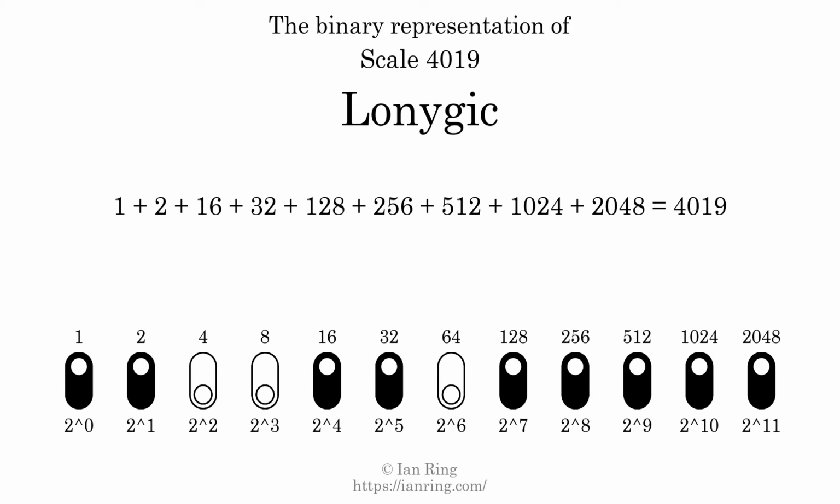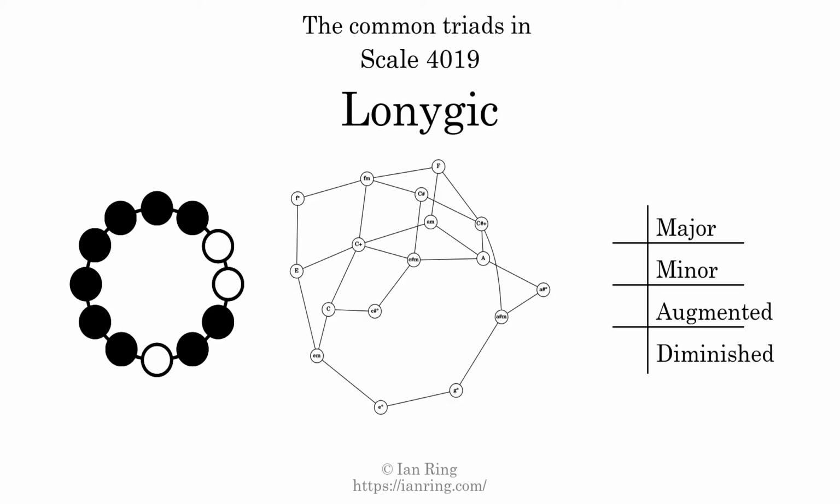The scale number not only enumerates the scale with a unique index, but it also literally describes the tonal content of the scale. Represented as a binary number in base 2, the scale number is 1111110110011. Here are the common triads present in this scale.